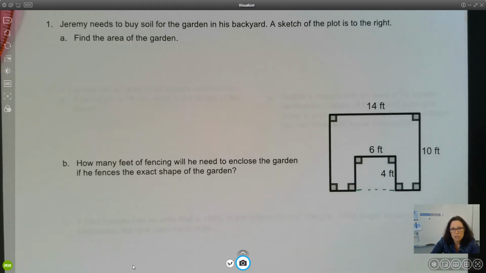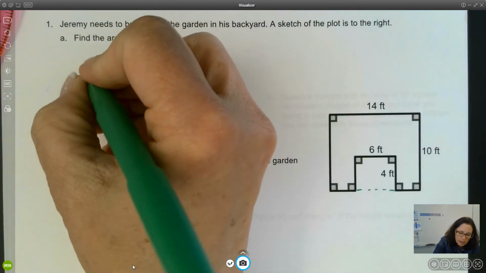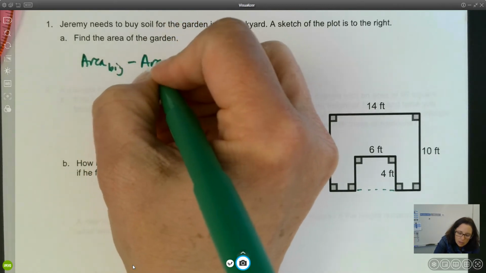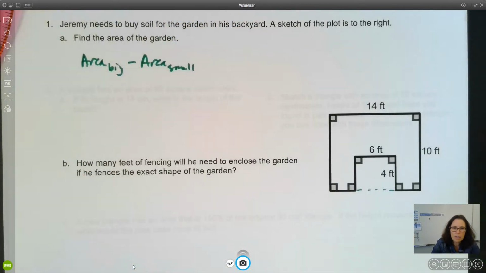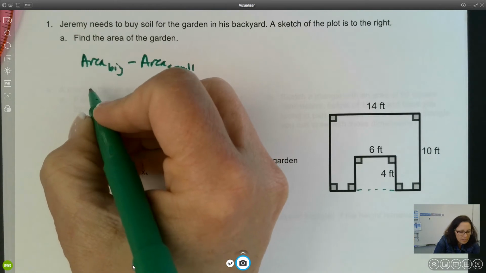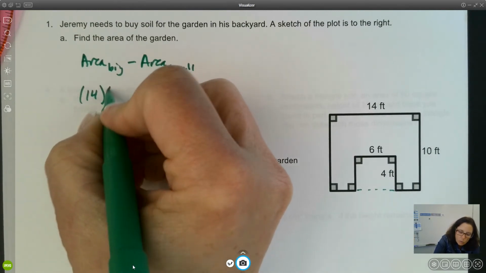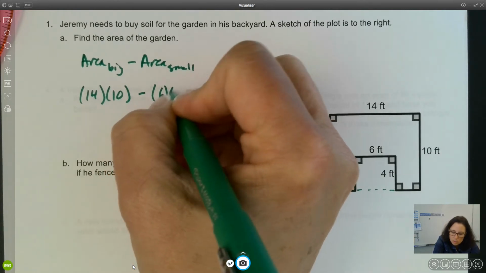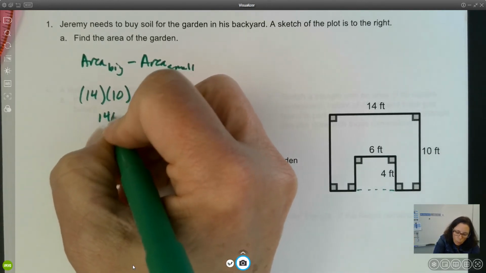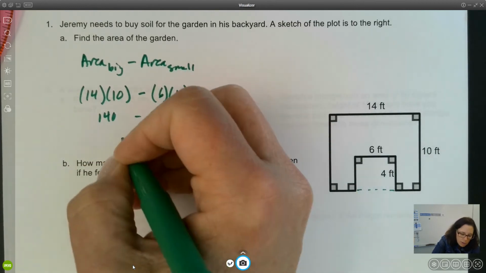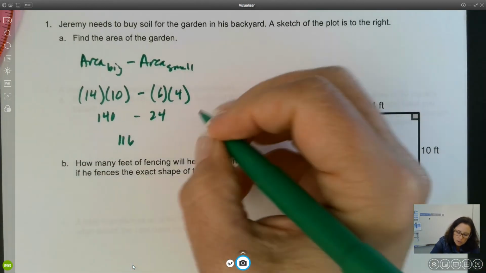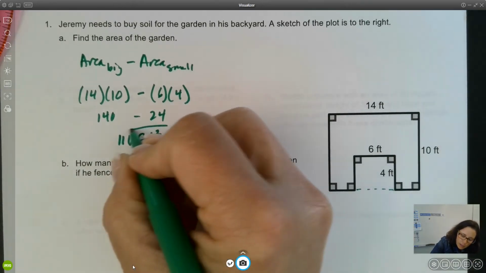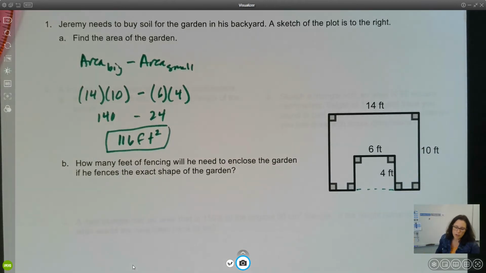the 6 by 4. Okay, so we're gonna have the area of the big thing minus the area of the small rectangle. So we're going to have base times height of the big one, 14 by 10, minus the area of the smaller one, 6 by 4. 140 minus 24 gets us 116. So 116, and we need feet, I think it was, yep, feet squared. Okay, so there's your area.